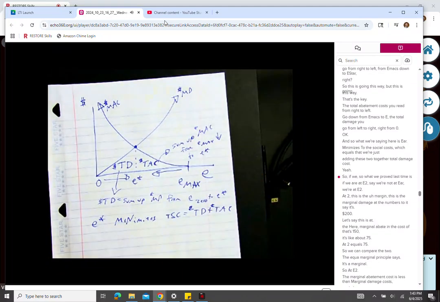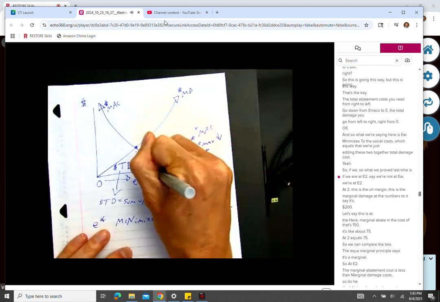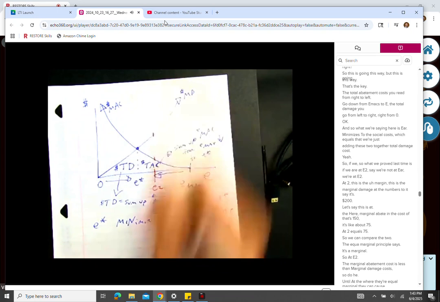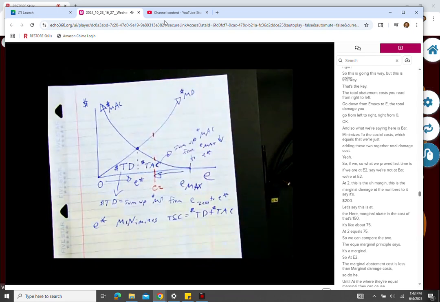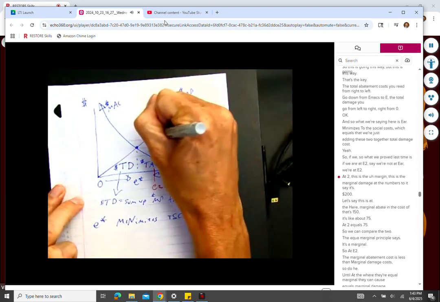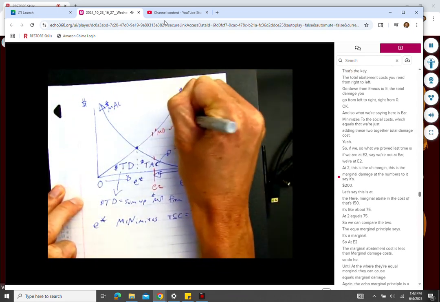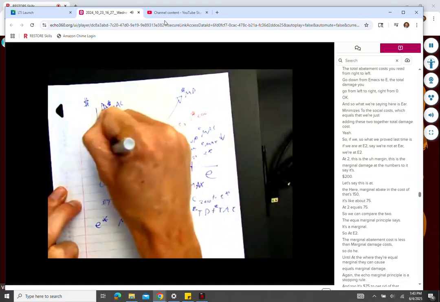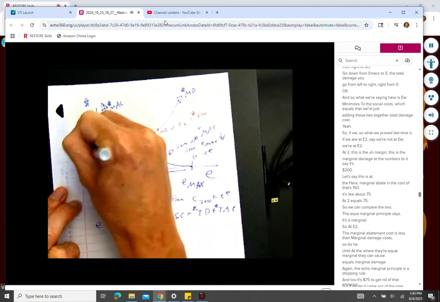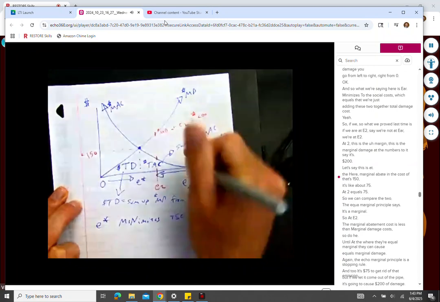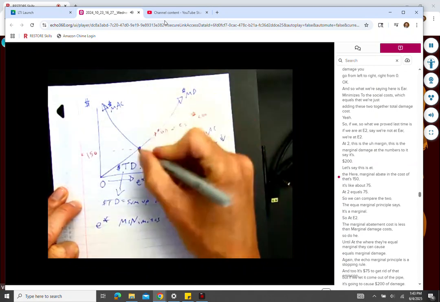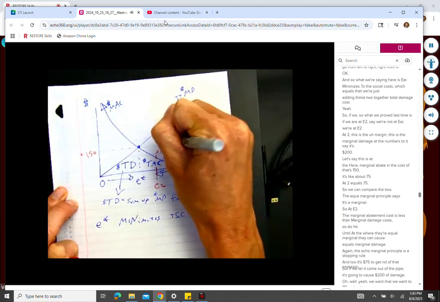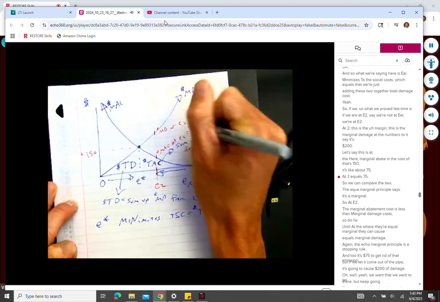So what we proved last time is if we are at E2, let's say. We're not at E star, we're at E2. At E2, this is the marginal damage. There are numbers to it. Say it's $200. Let's say this is at 150. Here, the marginal abatement cost looks like about 75 at E2.